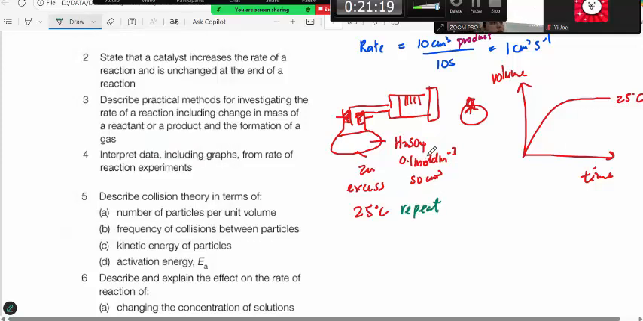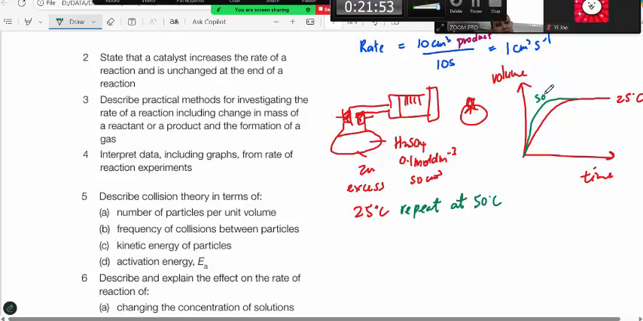That means same volume of acid, excess zinc, same concentration of acid. We'll repeat at 50 degrees Celsius. Okay, will it be faster or slower? Faster. And then the total volume of gas, will it be the same? Yes, because it's the same amount. It's just faster. So at 50 degrees Celsius, you will get a graph that is faster but ends the same.